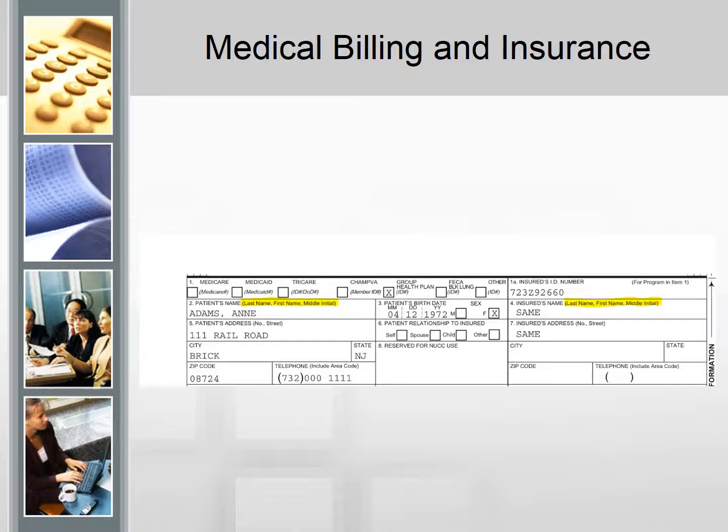So once again, it's sufficient in this case just to type the word SAME on that first line, and then we can leave those next couple lines blank. Again, if there was a different insured, then we would type that person's address. Let's say it was a child as the patient and a parent, maybe who didn't even live with the child, as the primary insurance holder. Then that information would be typed here.